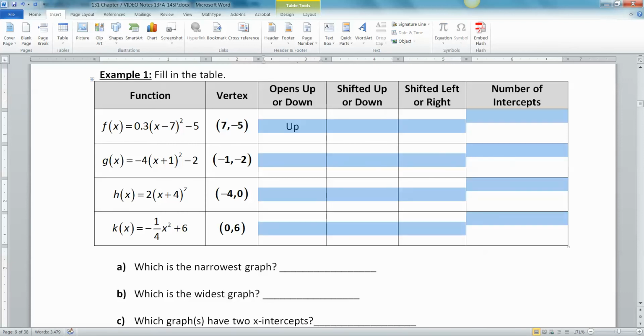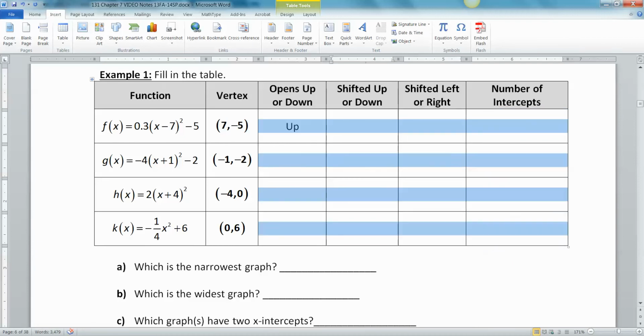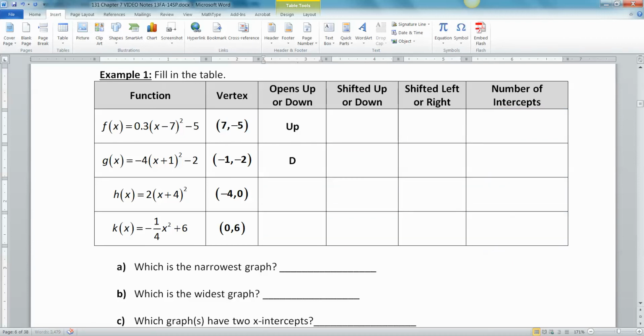Okay, then the next one has a -4 in front, so that opens down. Then up because of +2. Then down because of -1/4. All right, so opens up or down is determined by the plus or minus sign in the front. +3 or 0.3 opens up, -4 opens down.